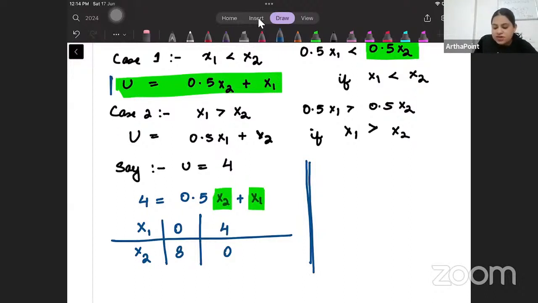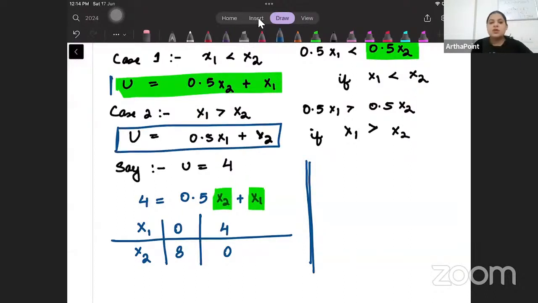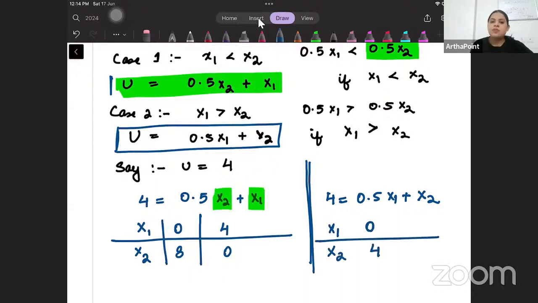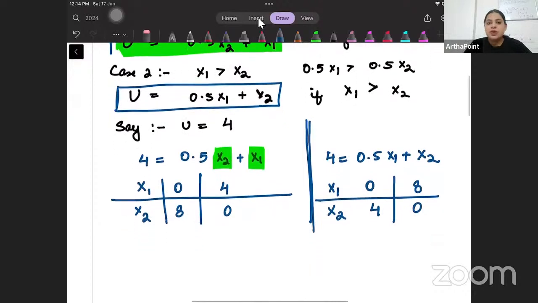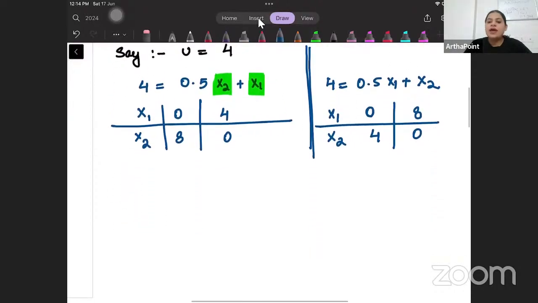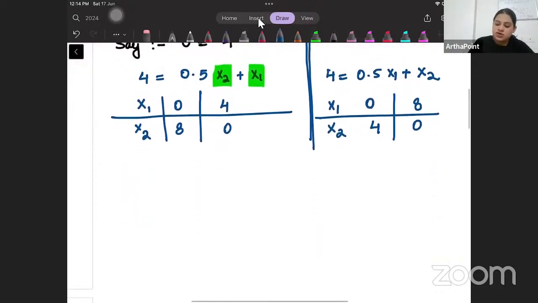Try a similar thing for the second case. So we can have 4 is equal to 0.5 x1 plus x2. When I keep x1 as 0, x2 will be 4. And when I keep x2 as 0, x1 will be 8. Right? So I have to go ahead and plot these two utility functions, these two lines.